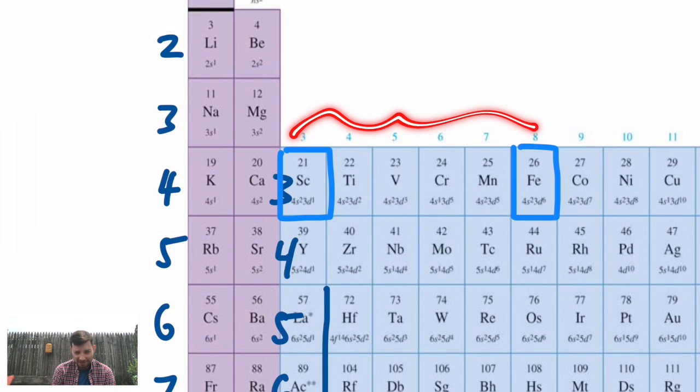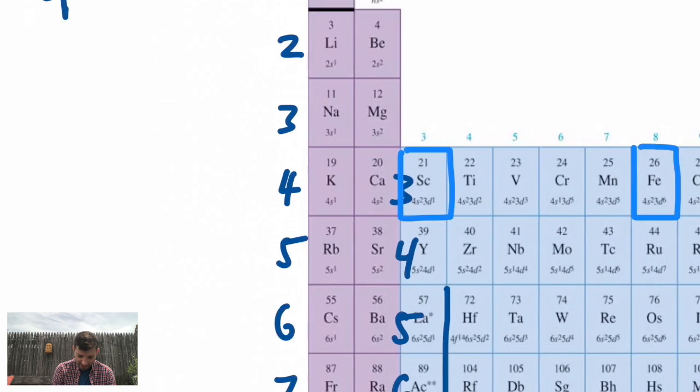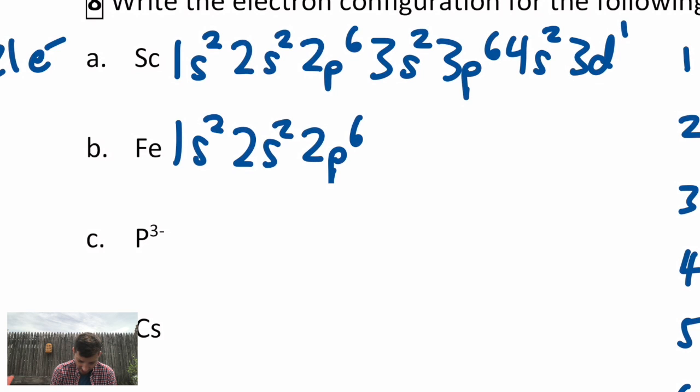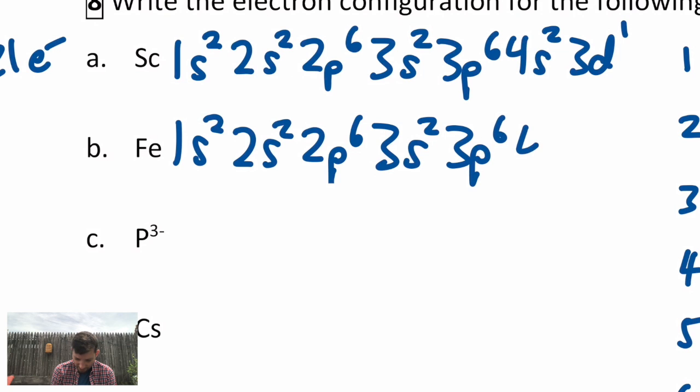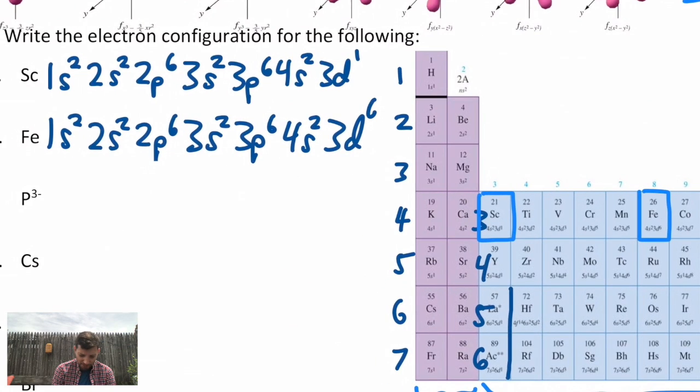The 3D subshell will have 1, 2, 3, 4, 5, 6 electrons in it. But everything else is identical. The core of iron is the same. So we get 1s2, 2s2, 2p6, 3s2, 3p6, 4s2, 3d, what did we say, 6 electrons over. So it's only the end part that's different.